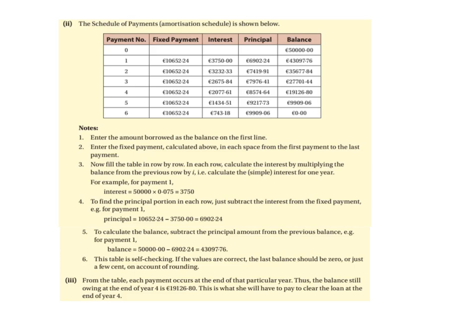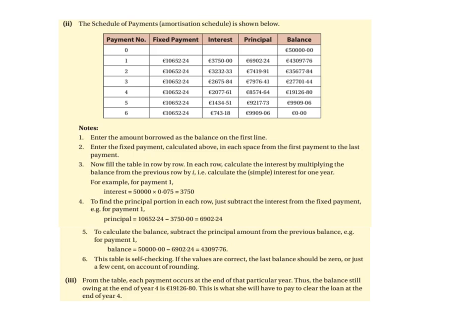I'm going to talk you through maybe the first couple of lines, and then hopefully you can see what's going on. The first thing we do is enter the amount borrowed as the balance of the first line. So payment number 0, you can see we set it up: fixed payment, interest, principal, balance. So 50,000. We've not paid anything off. Now, we enter the fixed payment, which we calculated in the last slide to be 10,652.24. And we put that in.